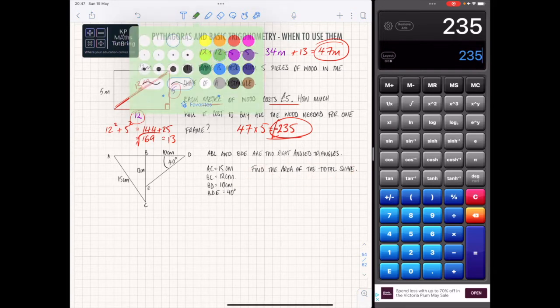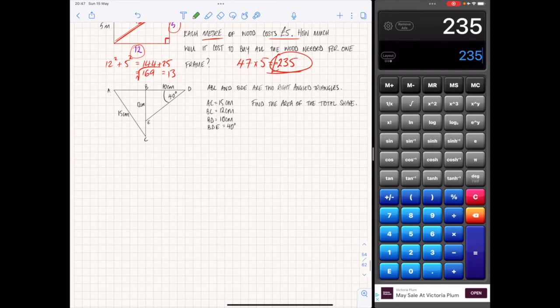So the best thing to do here is to actually draw it as two separate shapes. So I'm going to draw out this one here, which is my A, B, C. And I've got 12 and 15 centimeters that I've been given so far. Now, that would be my right angle. I'm going to find the area of this shape first of all.